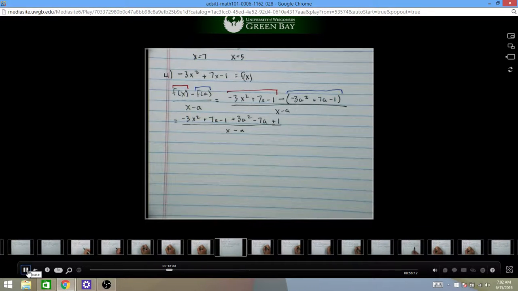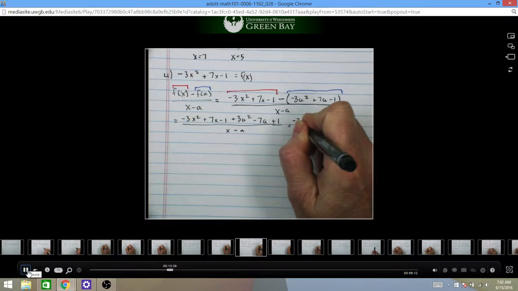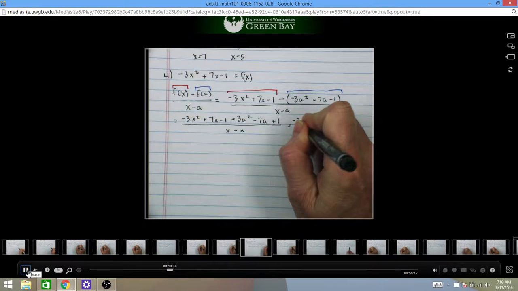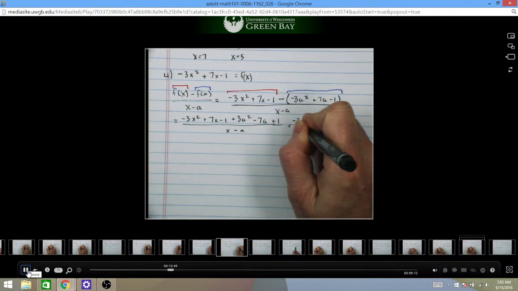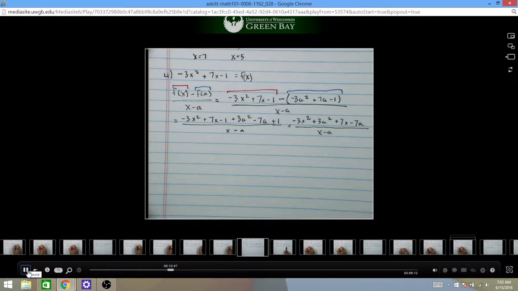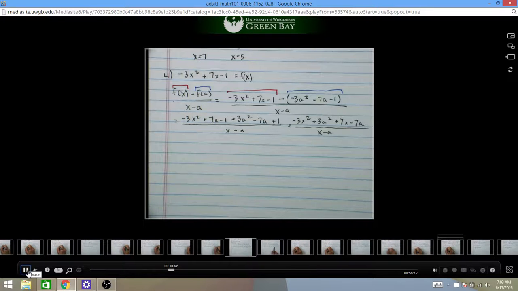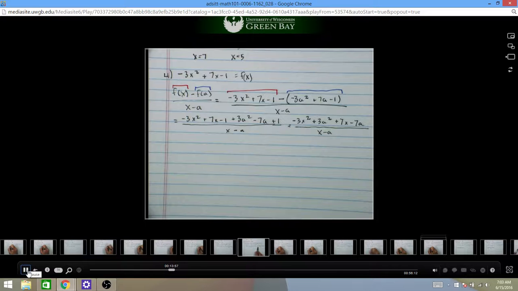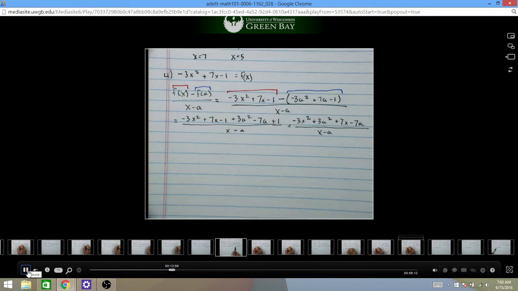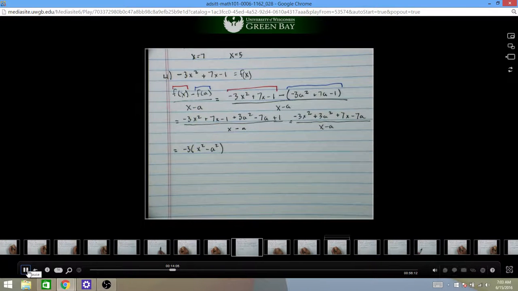And there's a little trick here. Rearrange so that the squared terms are next to each other. So put the squared terms next to each other. Negative 3x squared plus 3a squared plus 7x minus 7a. That way you can factor a negative 3 off of these first two terms. And you can factor a 7 off of the second two terms.